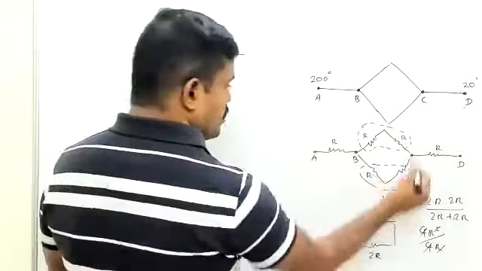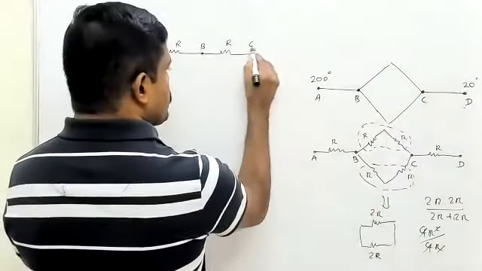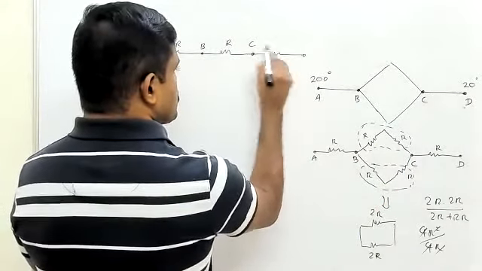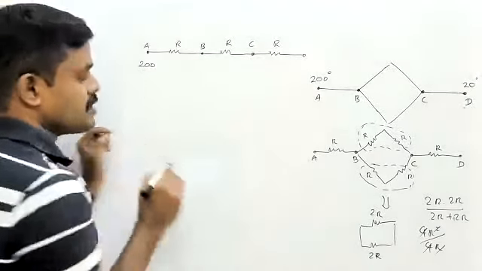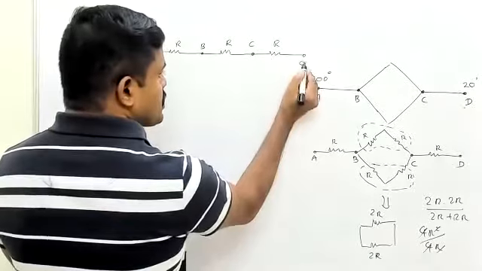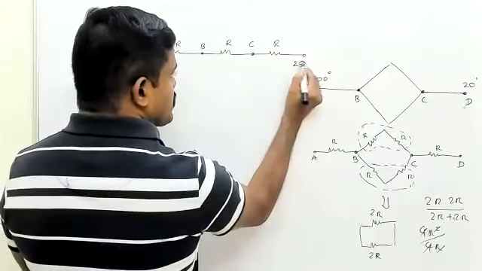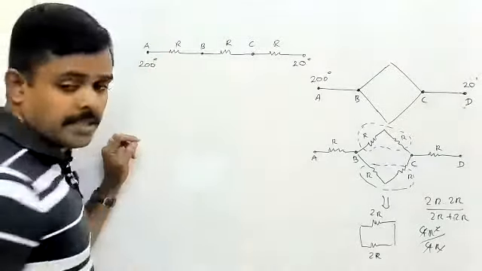Instead of the whole thing. And then comes point C. Then the last resistance, that is also R. This is 200 degrees Celsius. This is 20 degrees Celsius. Did you understand till this point?